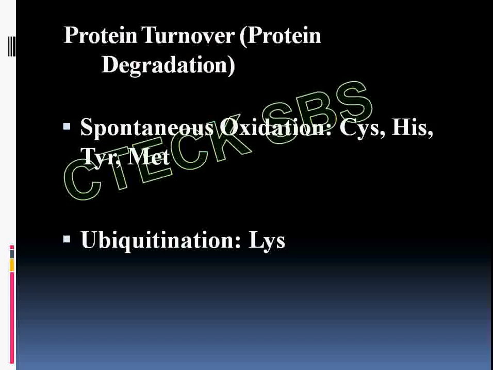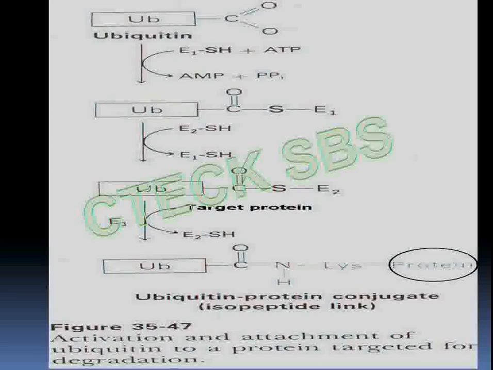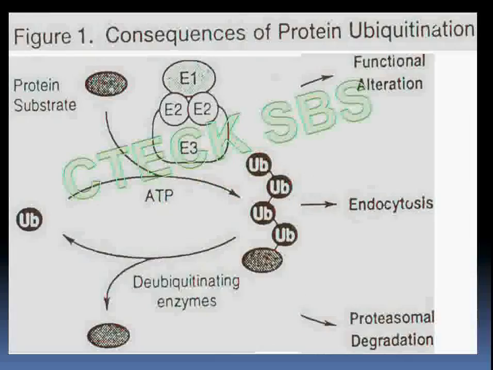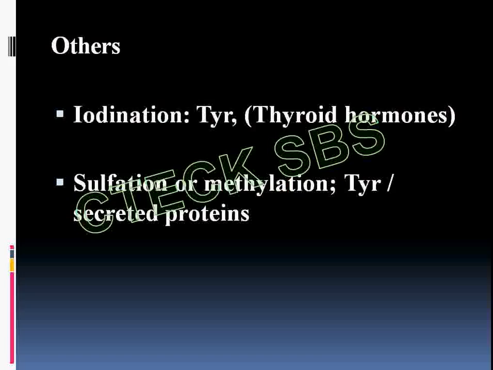Next is protein turnover, which is protein degradation. It involves ubiquitination and spontaneous oxidation. This is the basic process of ubiquitination, which involves the activation and attachment of ubiquitin to a protein. The other processes are hydrogenation, sulfation and methylation. Once the protein is not used by the body, the unused protein undergoes degradation, otherwise it will start causing disease. So these are certain factors and processes involved in the degradation of a protein.